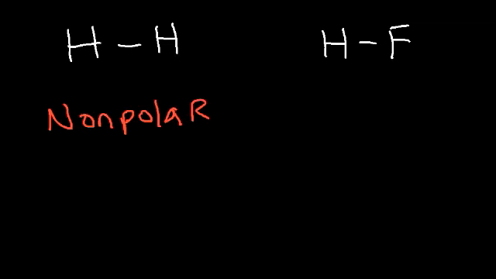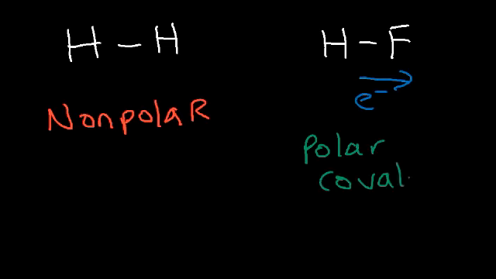Now, if you look at the bond between hydrogen and fluorine, the elements are different. Fluorine is much more electronegative than hydrogen. Because fluorine is electronegative, it's going to pull the electrons toward itself. Now, granted, the electrons are still being shared, but they're being shared unequally. And whenever you have an unequal sharing of electrons, you have a polar covalent bond as opposed to a nonpolar covalent bond.